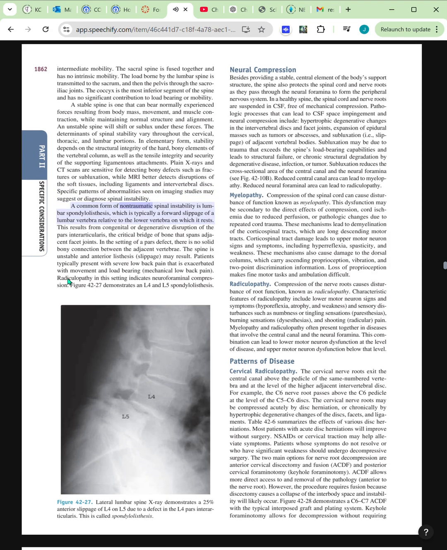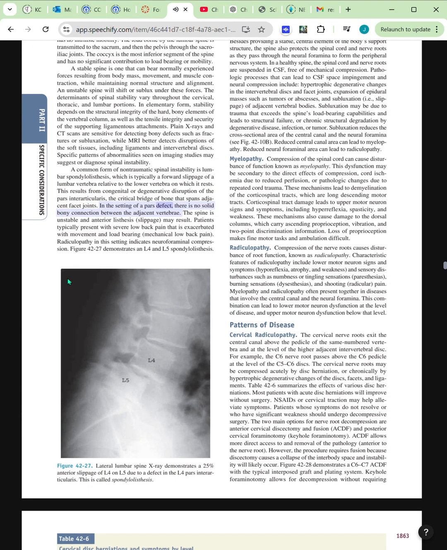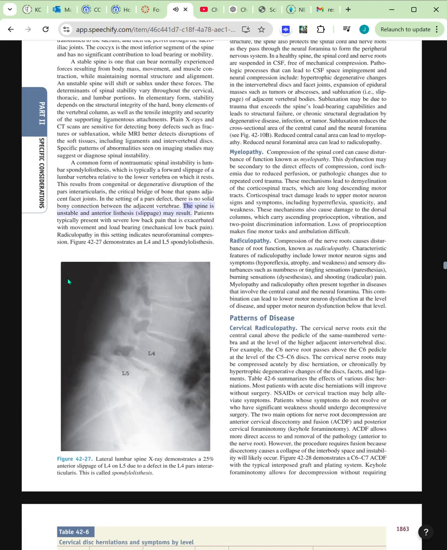A common form of non-traumatic spinal instability is lumbar spondylolisthesis, which is typically a forward slippage of a lumbar vertebra relative to the lower vertebra on which it rests. This results from congenital or degenerative disruption of the pars interarticularis, the critical bridge of bone that spans adjacent facet joints. In a setting of a pars defect, there is no solid bony connection between the adjacent vertebrae. The spine is unstable and anterior listhesis slippage may result.